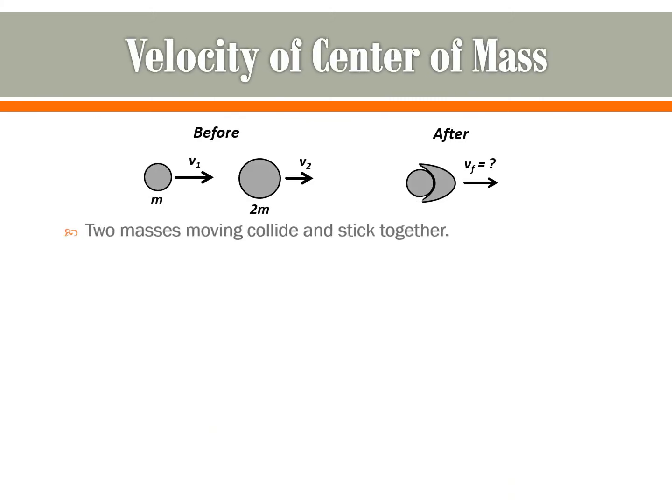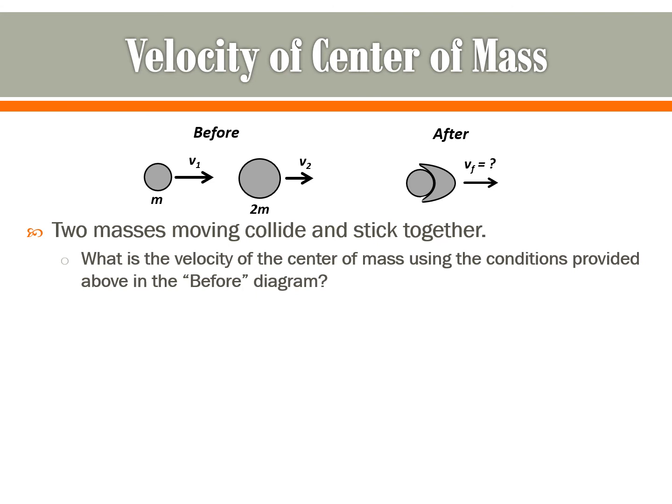In this example, to find the velocity of the center of mass, we have two masses, one of m, the other of 2m, and then velocity 1 for the first mass, and velocity 2 for the second mass. The two will collide and stick together, and afterwards they move off with one velocity. So two masses collide and stick together. What is the velocity of the center of mass using the conditions provided for the before diagram?